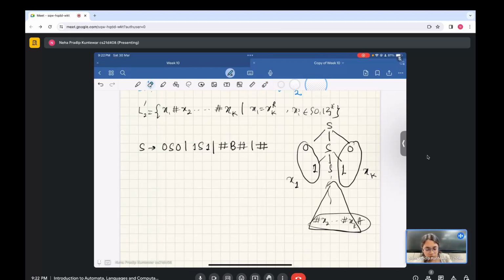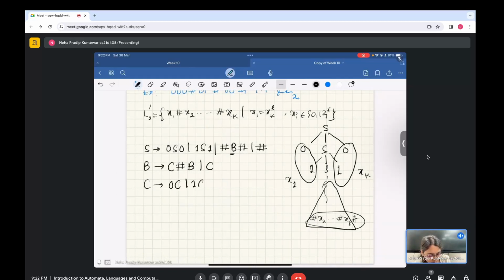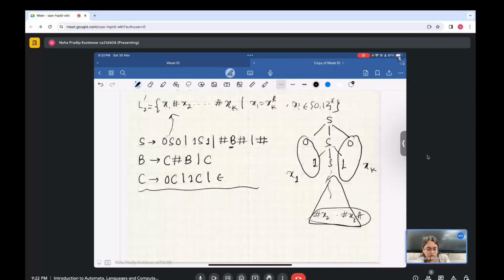Now let us define what this block will look like. So B is going to generate some string with, let's say, C, followed by more of those, and finally this will terminate in C. So C is nothing but it is capable of generating any string, so it is 0C or 1C or epsilon. So by the end, this grammar basically generates all the strings of this form. So this is the grammar.